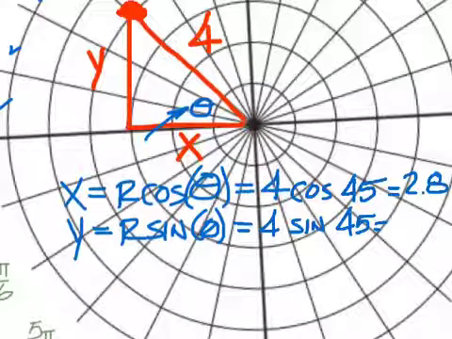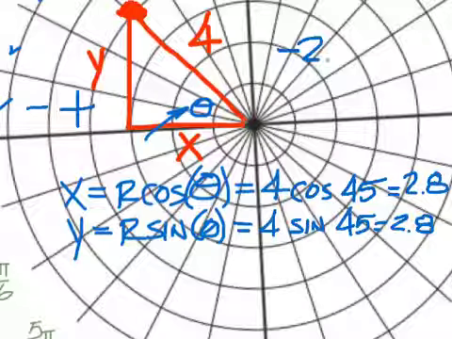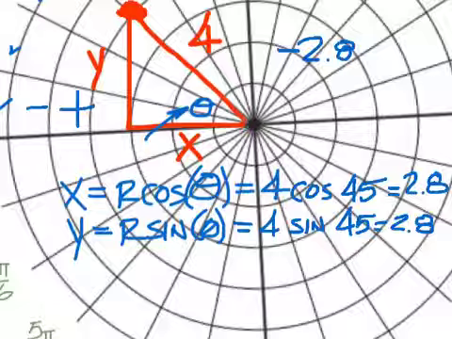Now, since it's a 45, 45, 90 triangle, then what does the other side come out to be? 2.8. Alright. Now, since you're in the second quadrant, the signs are what? Negative, positive. So you should have a negative 2.8 and then a positive 2.8.